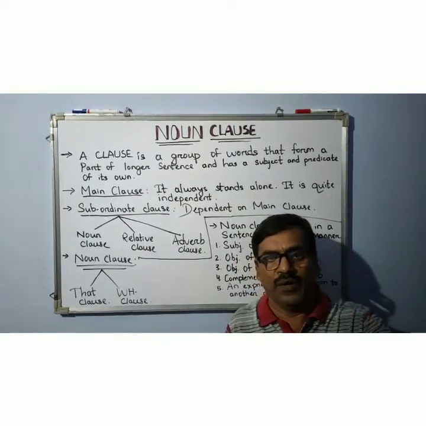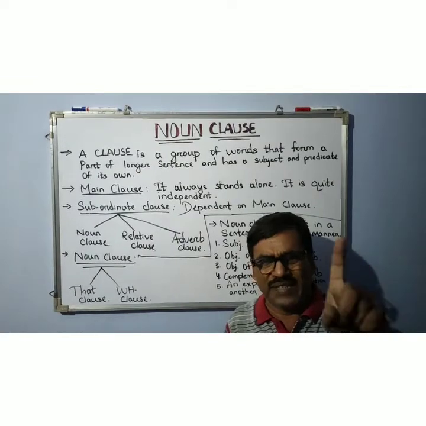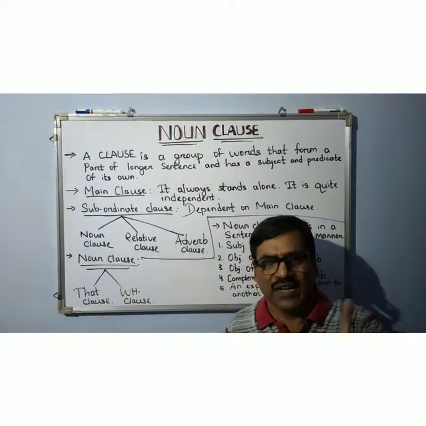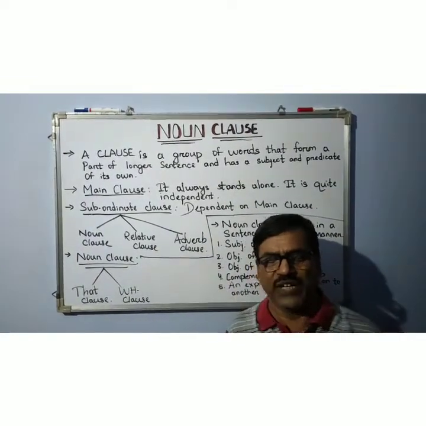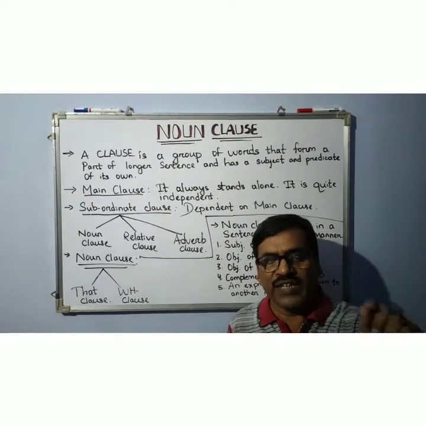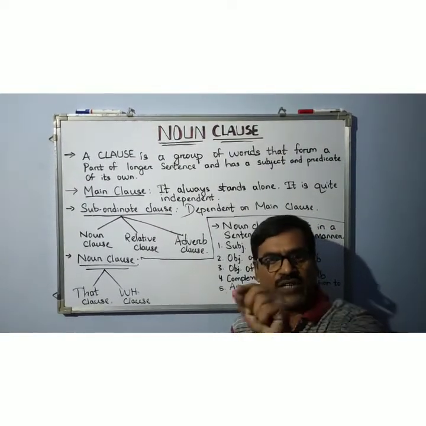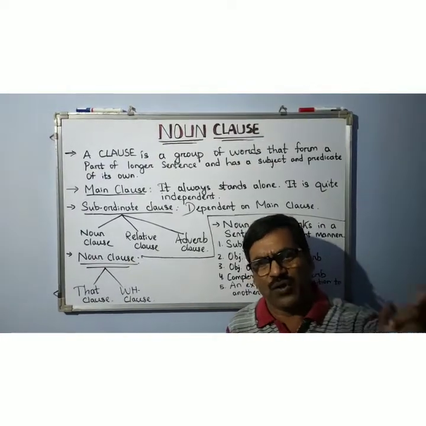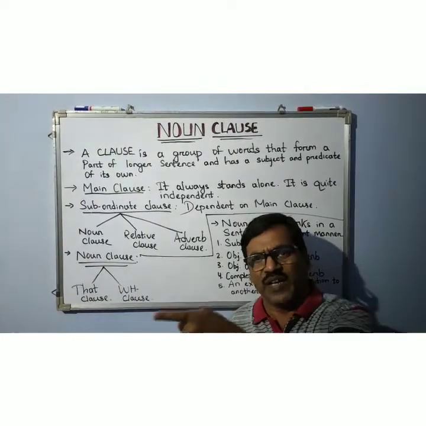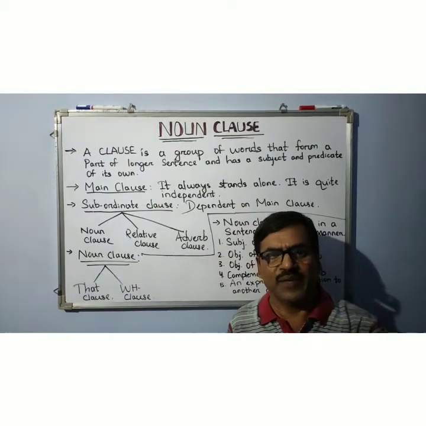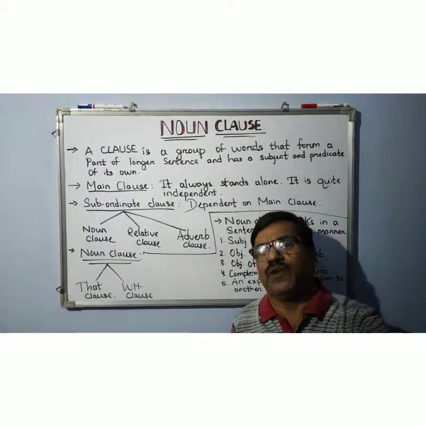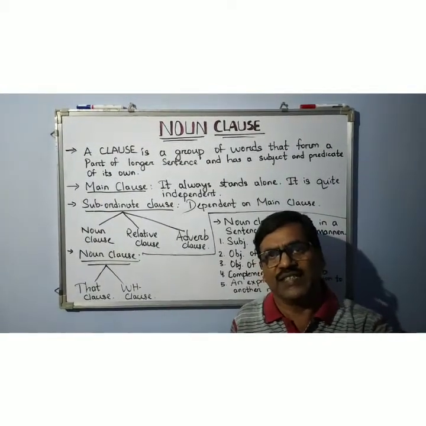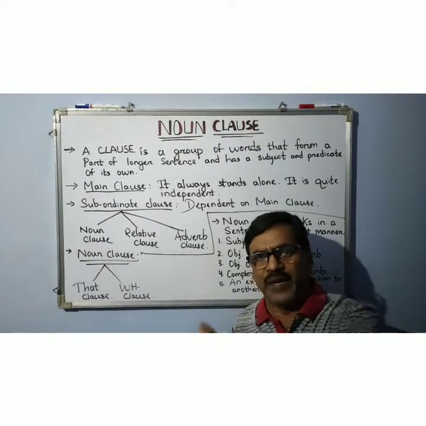For example, Ram is a good student. It is a clause. Hari is a good player. It is also a clause. It has a subject and predicate. Here Hari is the subject, and is a good player is the predicate. So in this manner, a clause is a part of a longer sentence which has a subject and a predicate.